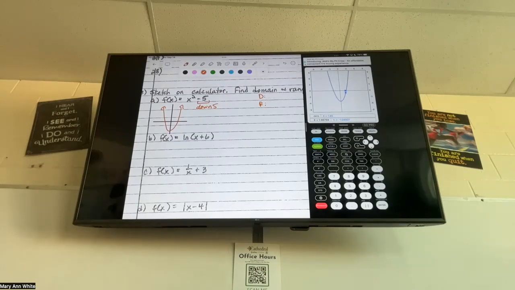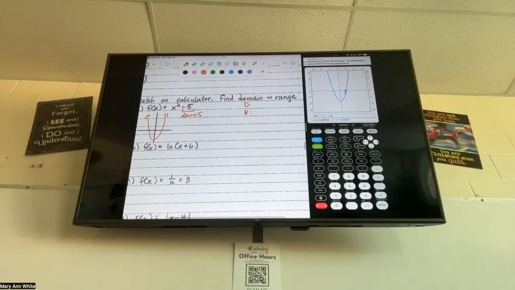Everybody's calculator looks good. It looks like we went down 5 units. What's the domain of this new graph? All reals, good. Negative infinity to positive infinity. What about my range here? -5. Good. Instead of being 0 to infinity, it's going to be -5 to infinity. Bracket or parentheses with that -5? Right. Bracket. Very good.